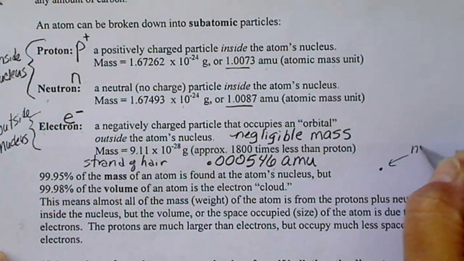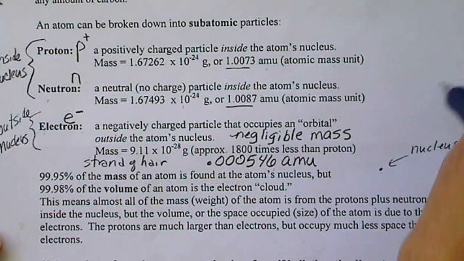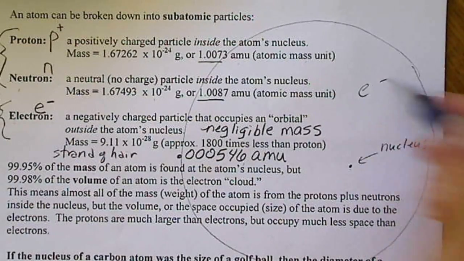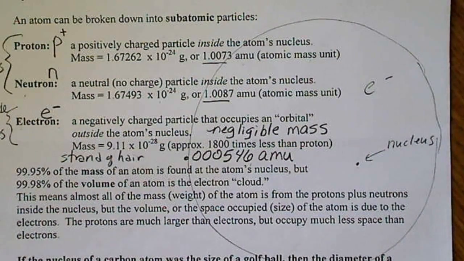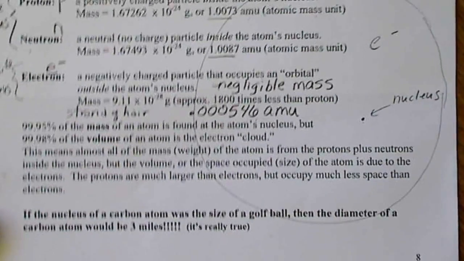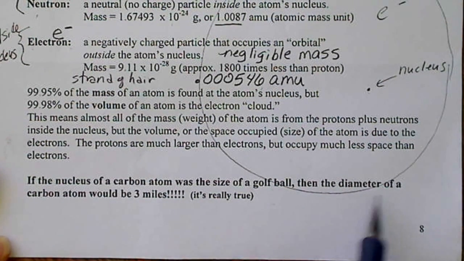So if that was the nucleus, all the weight would come from this little pinpoint, and then if I were to draw this to proportion, the electrons that are outside the nucleus take up all the room, but they don't weigh anything. So the makeup of an atom is definitely very weird. In fact, if we magnify a carbon atom so that the nucleus is the size of a golf ball, then the electrons would take up a diameter of 3 miles.